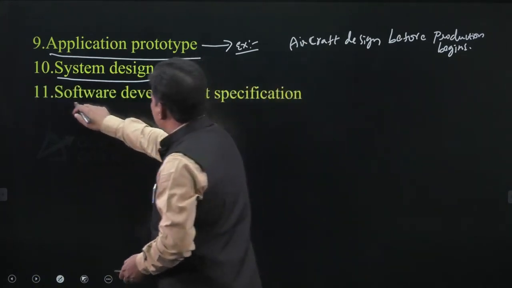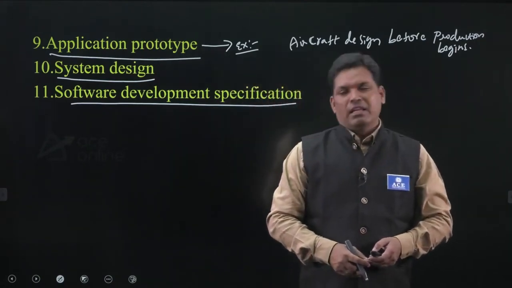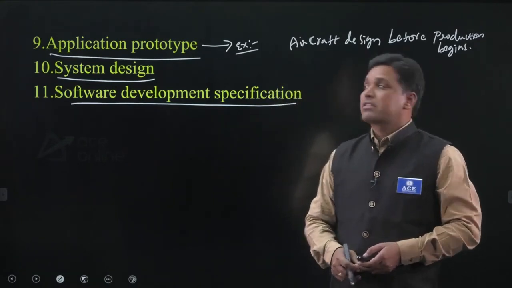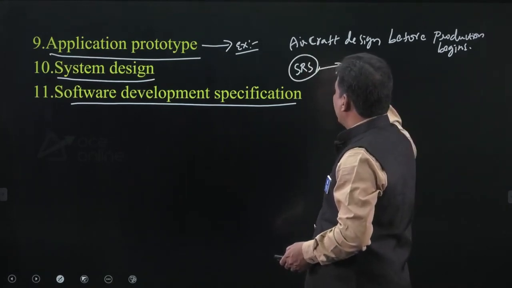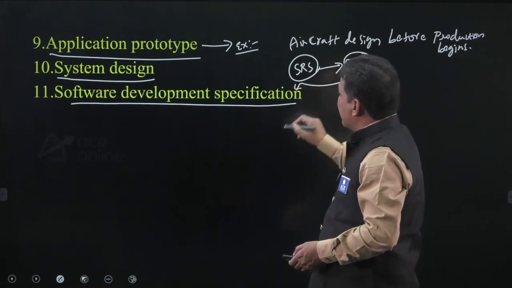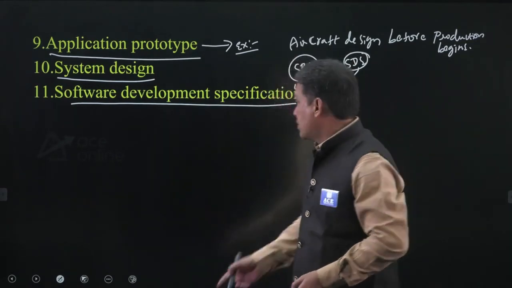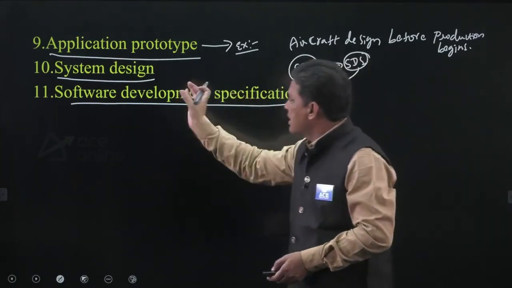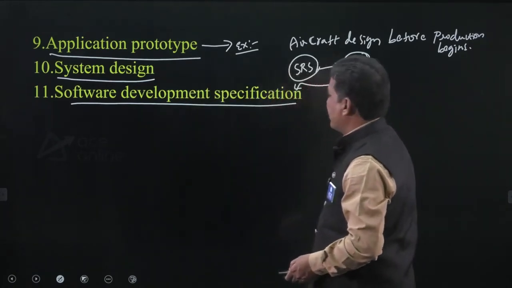Coming to the next, software development specification. We already know that once the requirements are gathered from the client, analysis will take place. After that, the SRS document, the software requirement specification document, will be prepared. Based on this SRS document, the software design specification document will be prepared, which represents the design. Based on this design, the software development specification document specifies how to implement the source code of the software system. So the implementation and development related requirements will be specified in this document. That's the importance of software development specification.